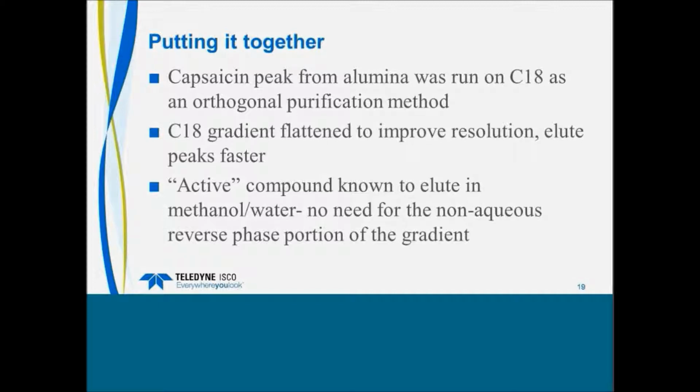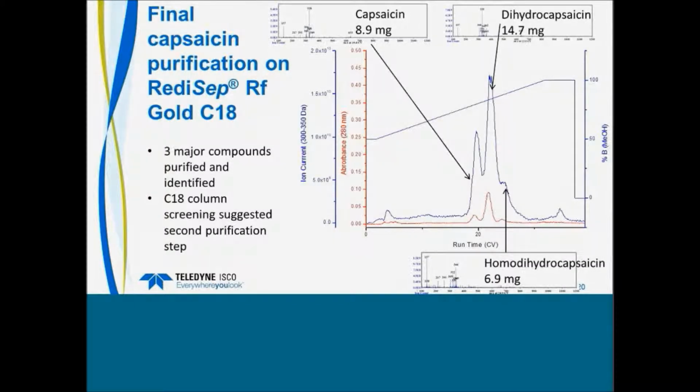So what I did was I raised the starting point so that we were starting with a higher percentage of methanol so that the peaks come out a little faster, and maybe by flattening the gradient we'll get a little more resolution. The other thing is that the active compound was known to elute in the methanol water gradient, so there was no need for the non-aqueous reverse phase portion of the gradient. Also, because we're coming off of the alumina column, the mixture is somewhat clean as compared to the crude extract. So the final purification is shown over here.